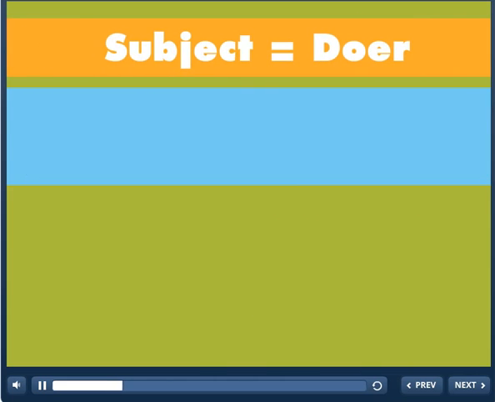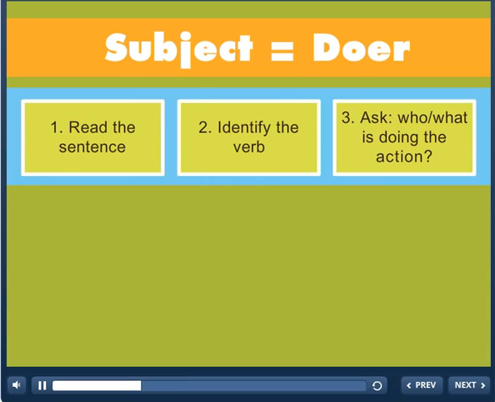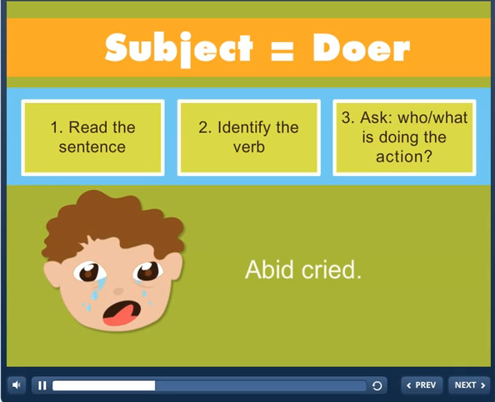To find the subject of a verb, we read the sentence, identify the verb, and ask who or what is doing the action. The answer is your subject. For example, Abid cried. The action word, the verb, is cried. Who cried? Abid did. In this sentence, the subject of the verb cried is Abid.